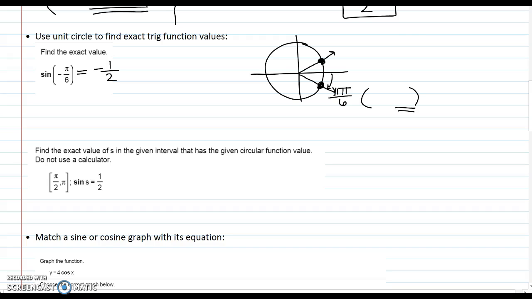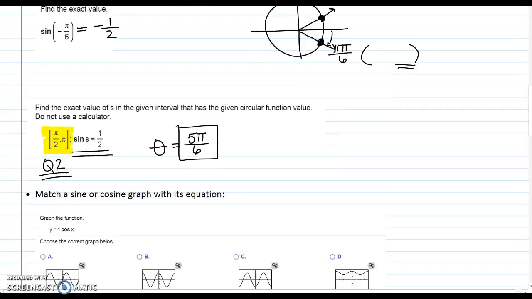Look at the next one. This one's a little bit different. We're looking for the angle. Look down here. Sine of s equals 1/2. You are looking for the angle. They tell you that the y-coordinate is 1/2. They also tell you where to look. They're telling us to look between pi over 2 and pi, which is the second quadrant. So we're looking for the second quadrant where we have a y-coordinate of 1/2. I want you to look on your unit circle and see if you agree with me that it's 5 pi over 6.